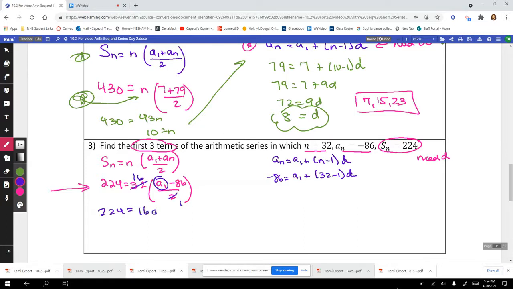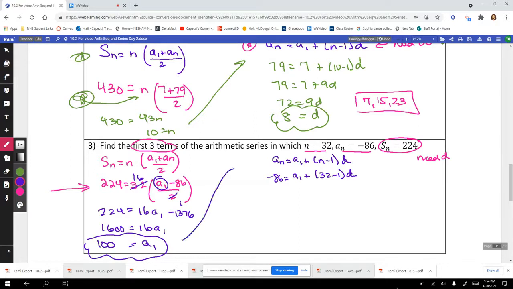So I have 16 times a sub 1 minus 1376. So I end up with 1600 is equal to 16a sub 1. So a sub 1 is equal to 100. Okay, so I need that information.